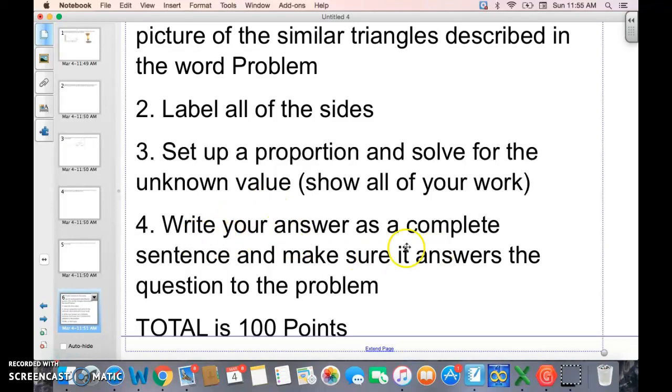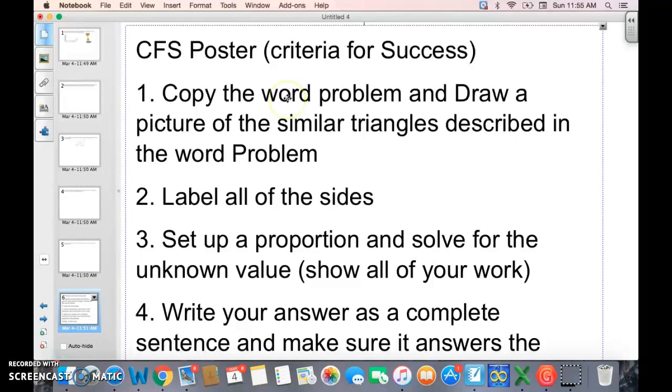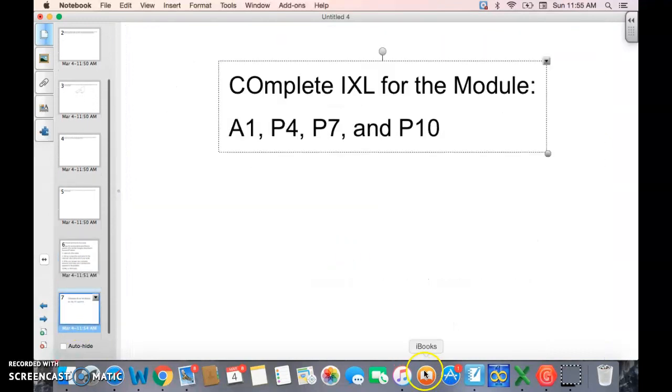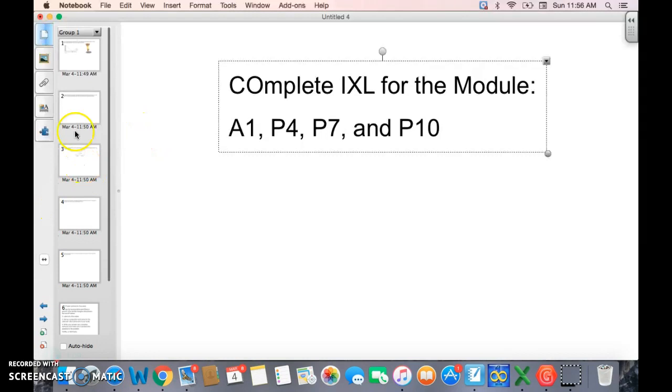And then you're going to write your answer as a complete sentence and make sure it answers all the questions of the problem. It's a total of 100 points. It's due before you leave. I'm going to show you at least 5 model problems of how it should look. And then when you're done with that, you're going to use the rest of the time to complete your IXLs. And these are the IXLs. You're looking at your test in a couple of days. So make sure you're using this time wisely, practicing for the test.